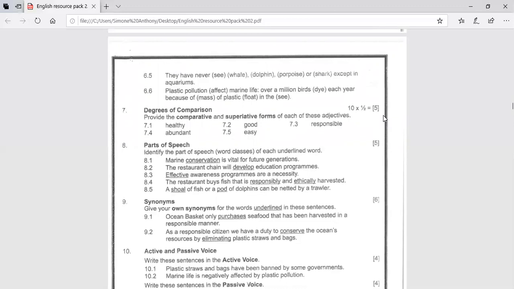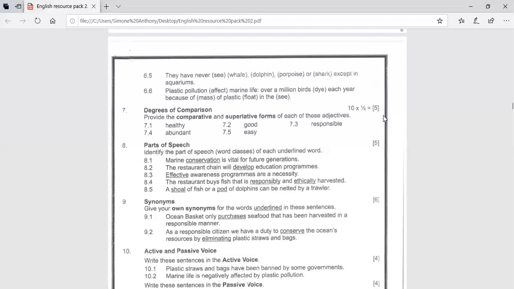6.6. Plastic pollution affects marine life. Over 1 million birds die each year because of mass of plastic float in the sea. So it would be, plastic pollution affects marine life. Over 1 million birds die each year because of masses of plastic floating in the sea.